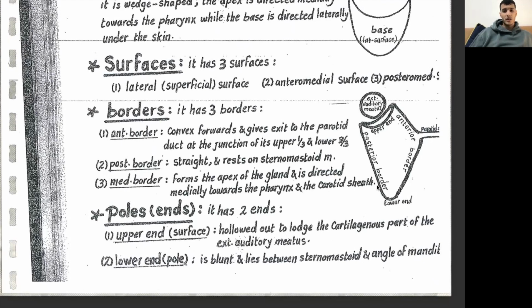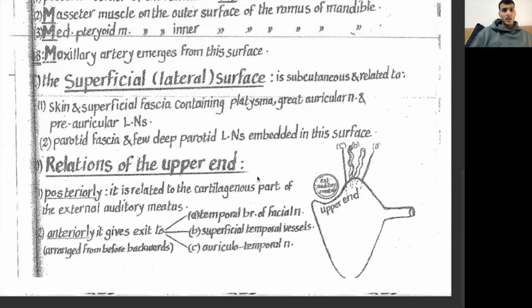The anterior border, the medial border, which is going into the page right now, points directly towards the pharynx and the carotid sheath, and then the anterior border is convex forward and gives exit to the parotid duct. So you see here the parotid duct, and the parotid duct continues to give its contents at the level of the second molar tooth.